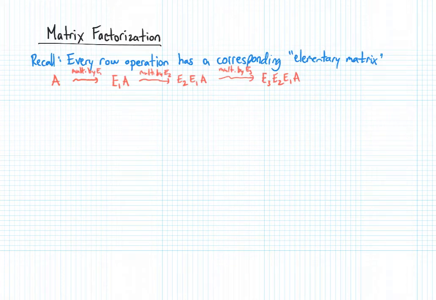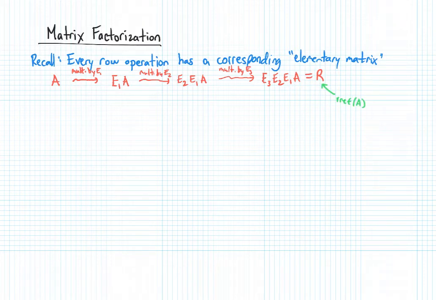And so the process of Gauss-Jordan elimination could look like this, where you start with A, you multiply by an elementary matrix E1 to get E1 times A, you multiply by another elementary matrix, and then again, and then eventually you get to reduced echelon form. And just for the sake of simplicity, let's say that we were in a situation where we only had to do 3 row operations. And so E3 E2 E1 times A actually is the reduced echelon form.